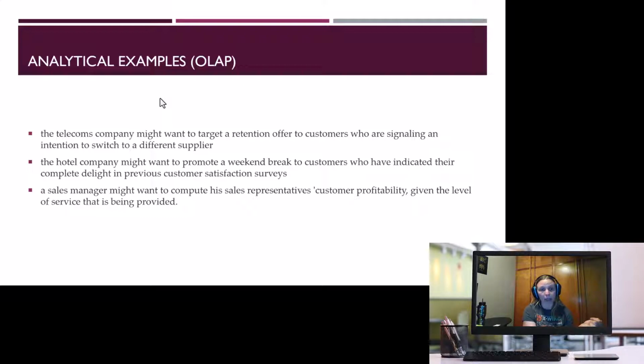The hotel company might want to promote a weekend break to customers who have indicated their complete delight in a previous customer satisfaction survey. A lot of times those are supposed to be anonymous, but if they're not, they might say, hey, thanks for filling this out. Here's a coupon code. So that could be, I guess, anonymous or not, just with the code.